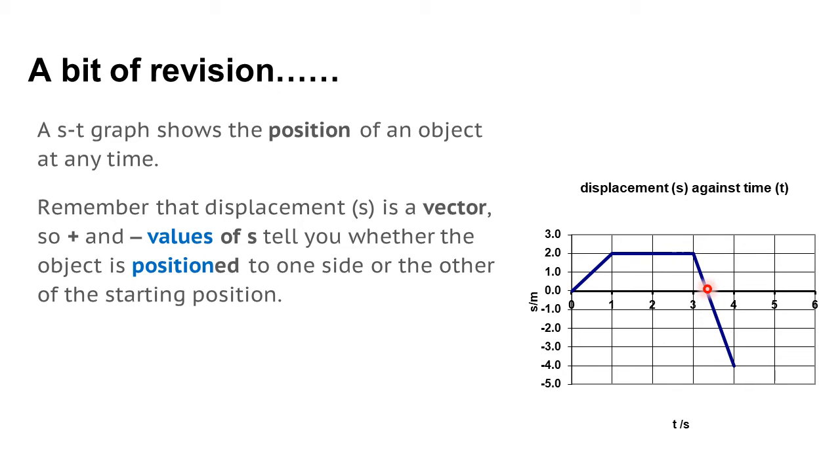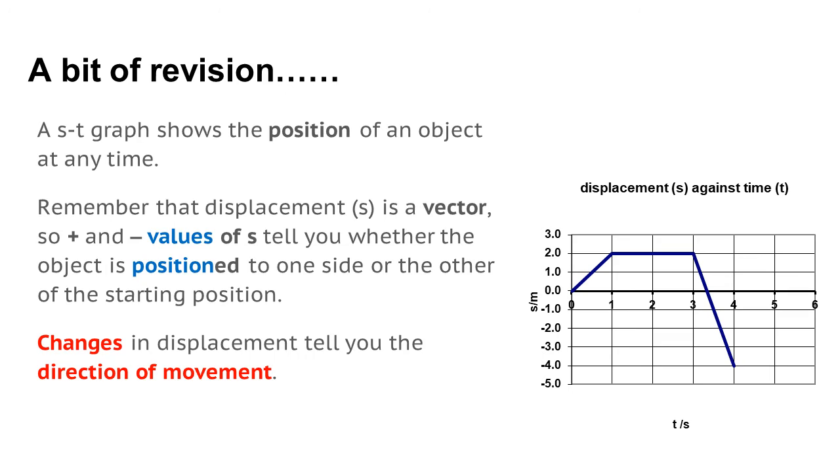At this point here, about 3.3 seconds or so, the displacement is 0. What that basically means is the object is 0 meters away from its starting position, so it's actually at the starting position. Okay. I've highlighted the words values and position in blue. The reason I've done that is because it's important to make the distinction between the values here and the position that the object's in, and the changes in displacement and what they can tell you.